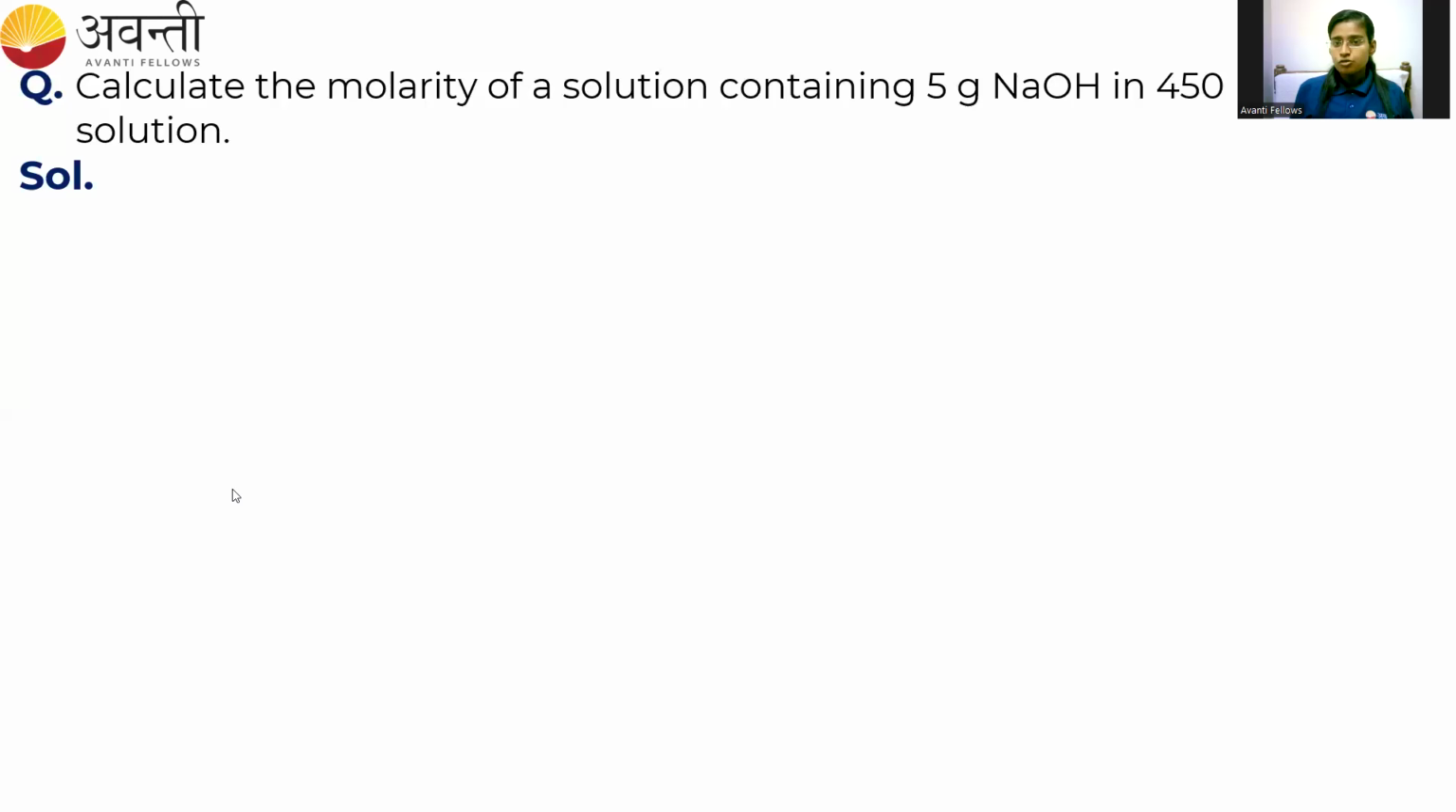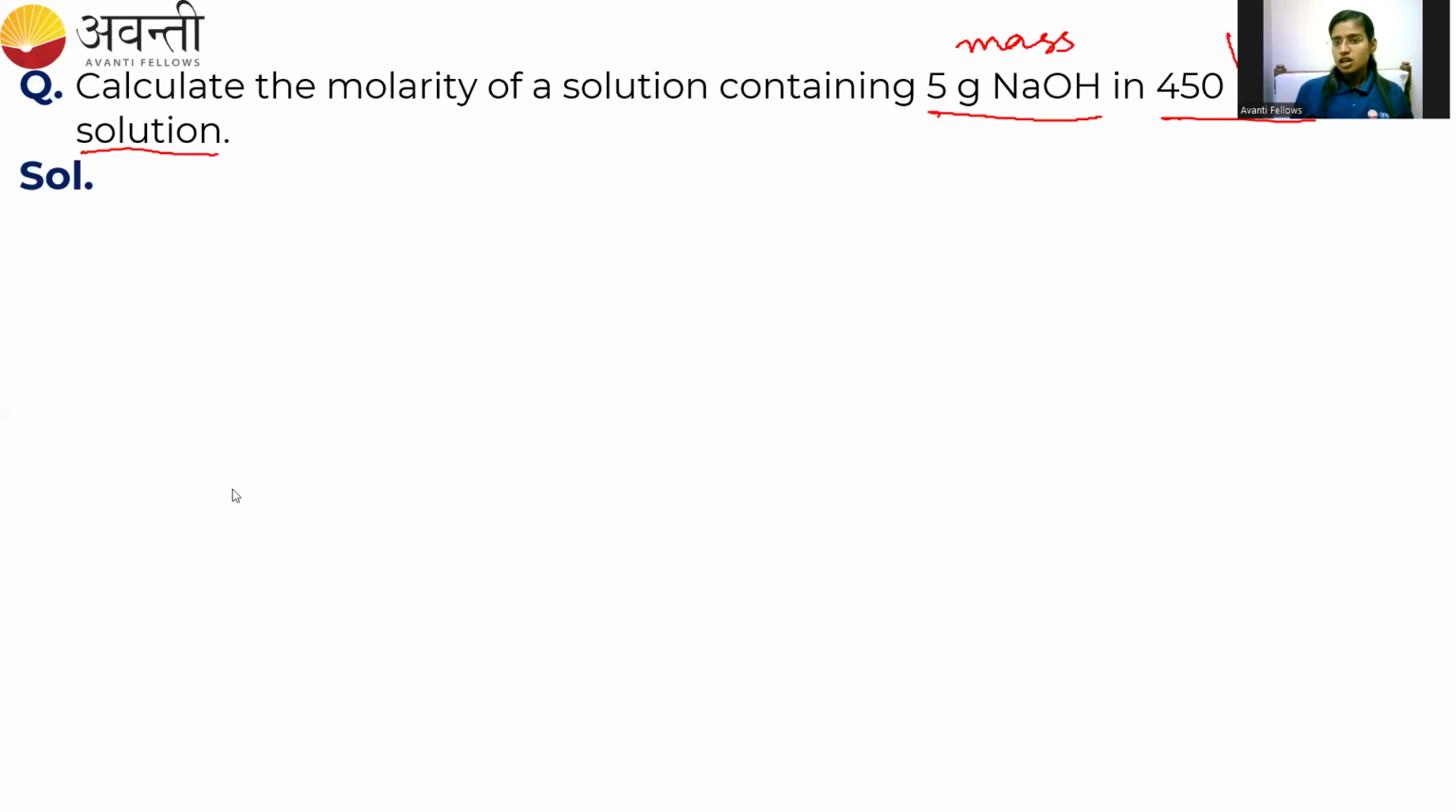We have 5 gram of sodium hydroxide. 5 gram means what is the term? What is given for sodium hydroxide? Mass is given. Okay, so 5 gram is the mass of sodium hydroxide. And 450 ml is the volume of the solution. Okay, 450 ml solution, right? So it is the volume of the solution.